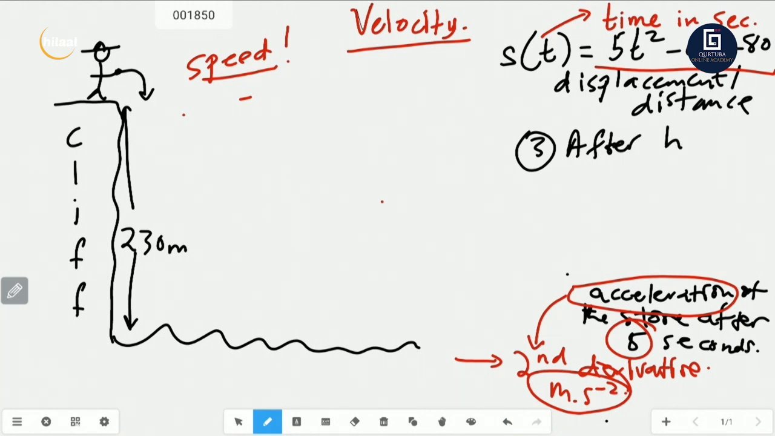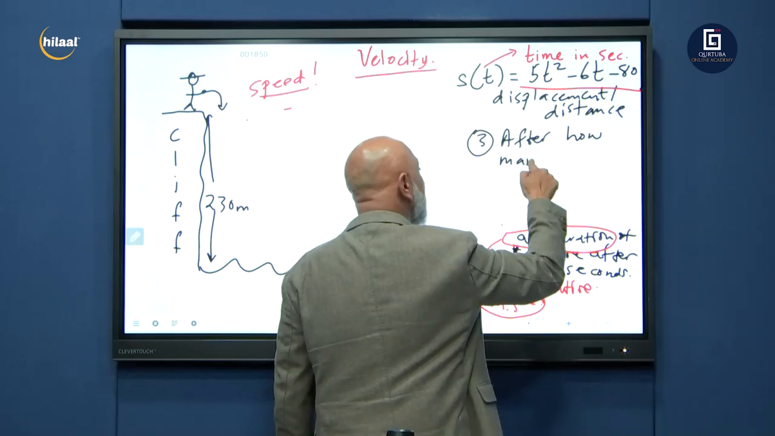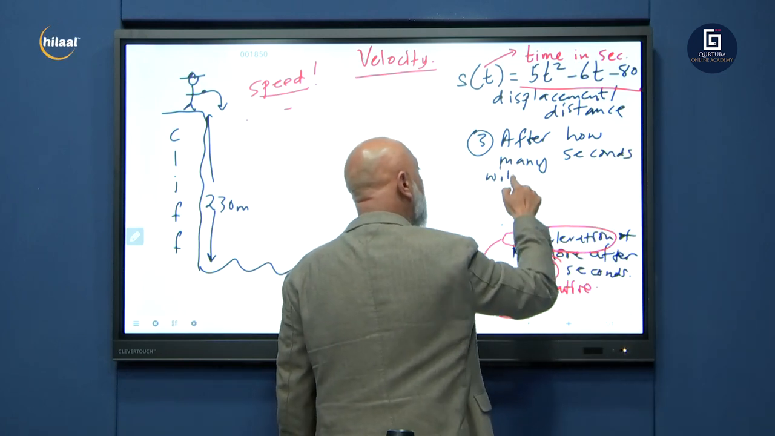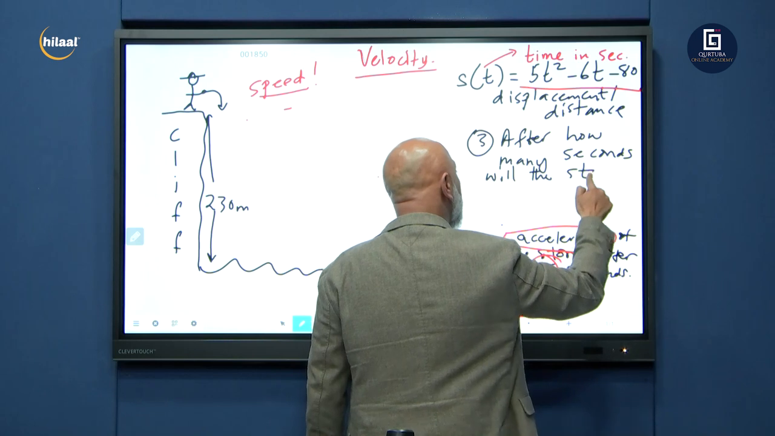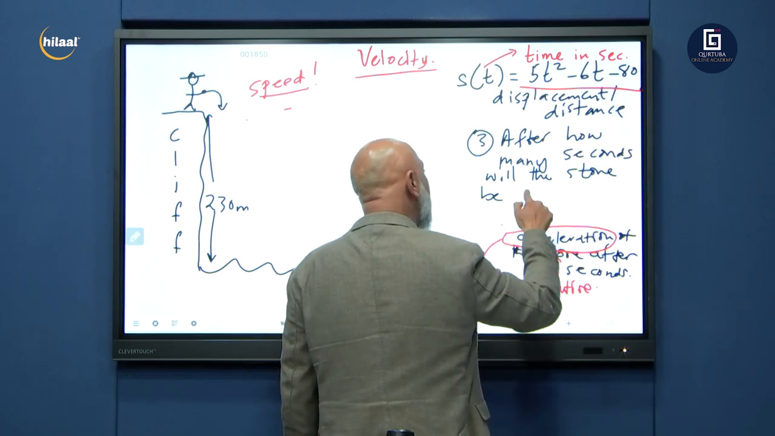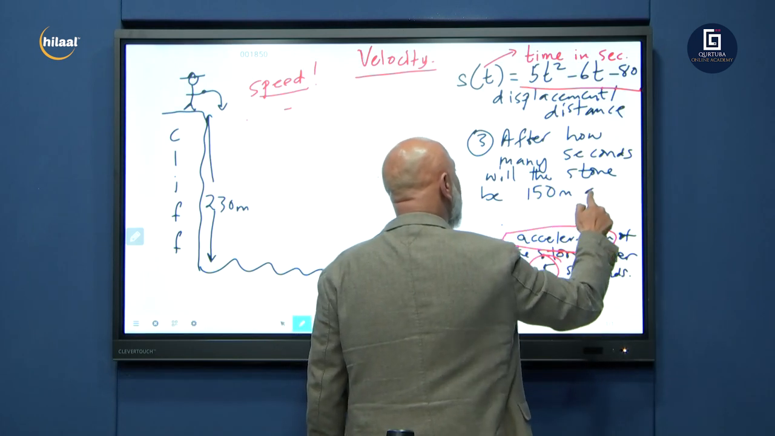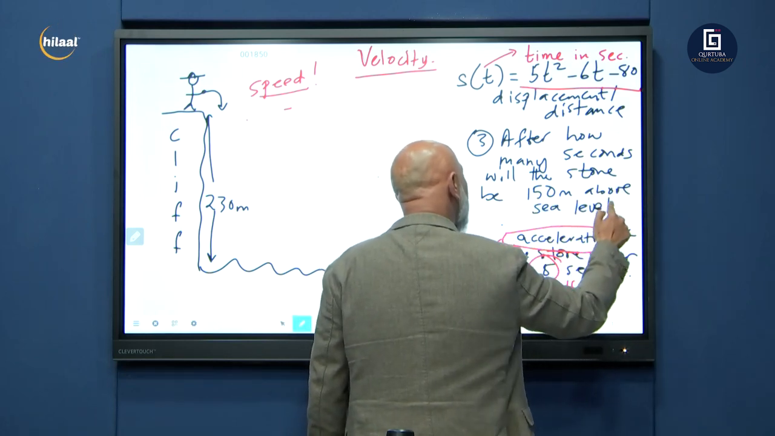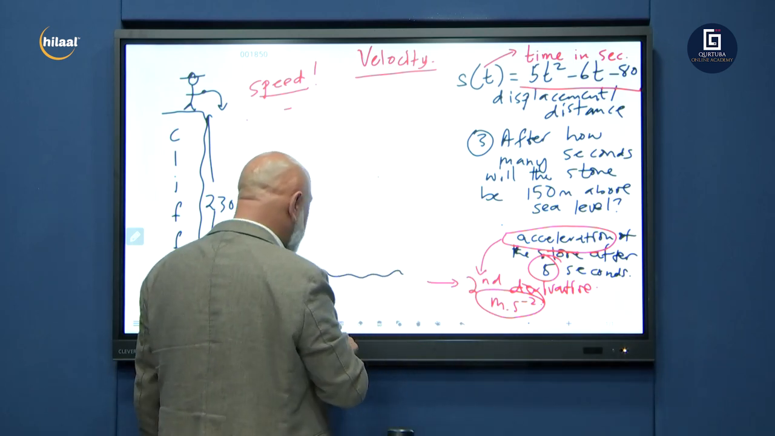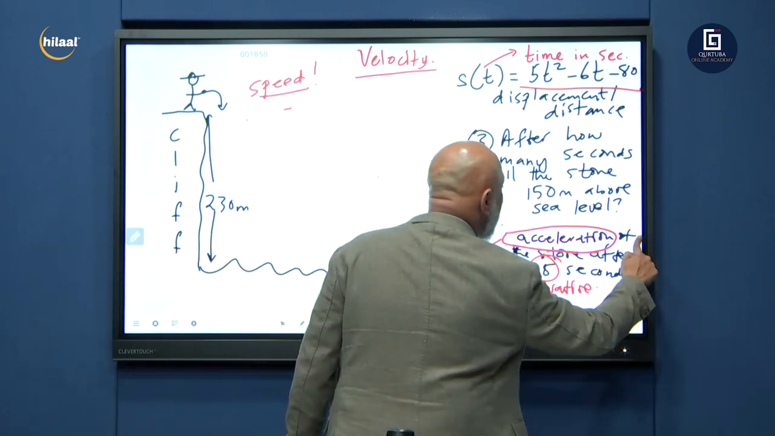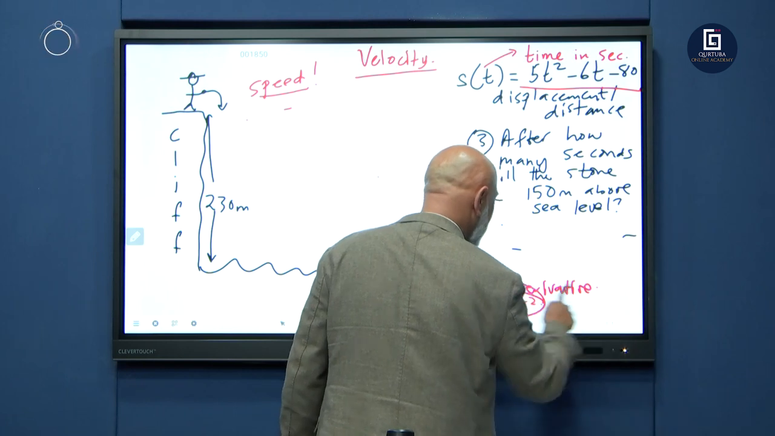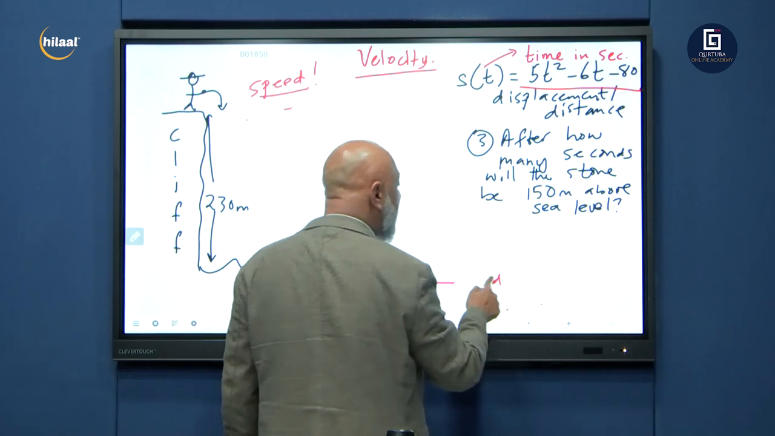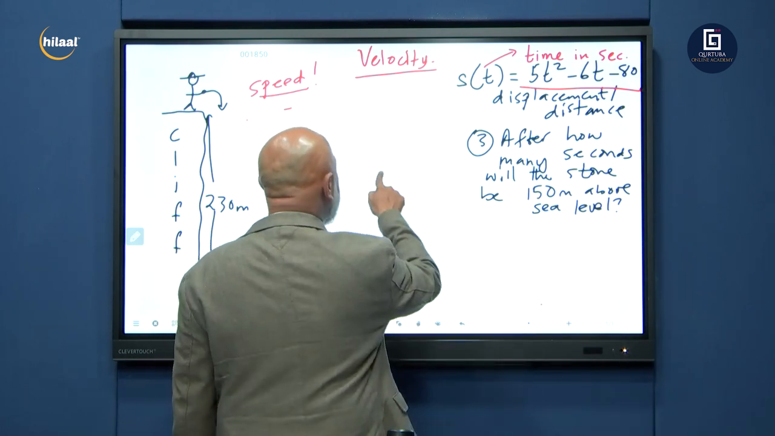After how many seconds will the stone be 150 meters above sea level? Take that question down. Let's see whether you can tackle it. Remember, read the question carefully.